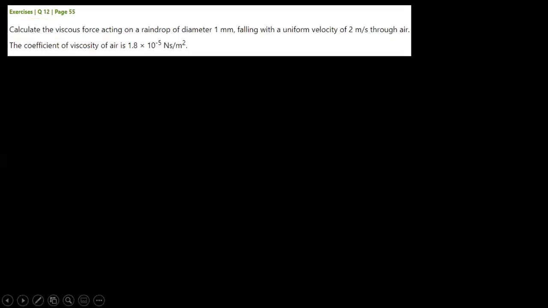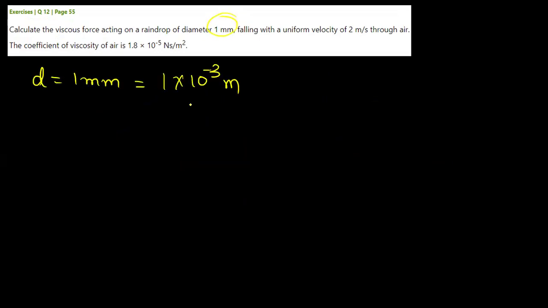Next, calculate the viscous force acting on a raindrop whose diameter is given to you as 1 millimeter. So 1 into 10 raised to minus 3 meter. Please know that millimeter का conversion is 10 raised to minus 3. Radius निकाल लो, 0.5 millimeter. I have always told students, whenever diameter is given to you, always find the radius. कहीं ना कहीं तो उसका यूज आ ही जाएगा. ठीक है. So 0.5 into 10 raised to minus 3 meter.